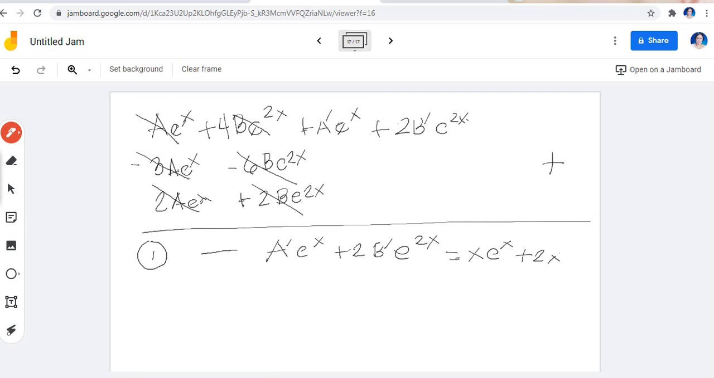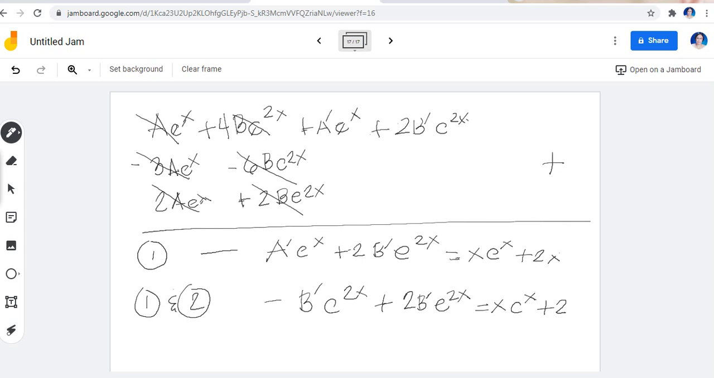So if we will now deal with equations 1 and 2, this a prime I will replace by negative b prime e raised to 2x, plus you have here 2b prime e raised to 2x, and everything on the right side will be copied. Okay, so you have that. Now, if you are going to do the addition, this will yield b prime e raised to 2x being equal to x e raised to x plus 2x.